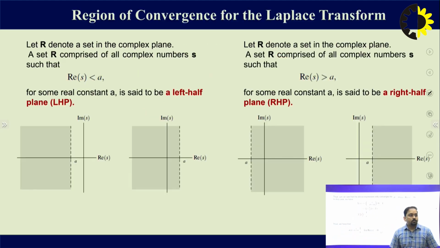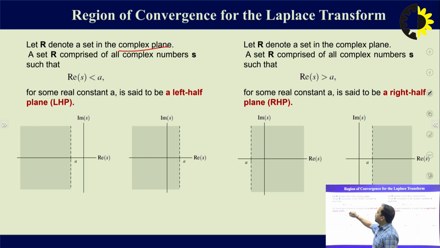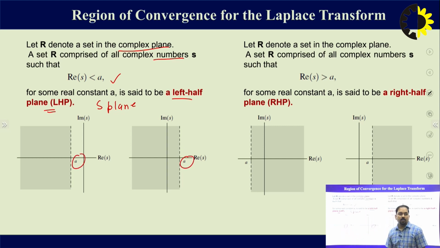So after this, we have the last definition. In the next lecture we will see what the region of convergence is. Before that, we have to define that let R denote a set in the complex plane. A set R comprised of the complex numbers s such that the real part of s is less than a. As we have seen, less than a means we have the left-hand side of the s plane. So again we have two cases: this is when a is greater than 0, and this is the case when a is less than 0.